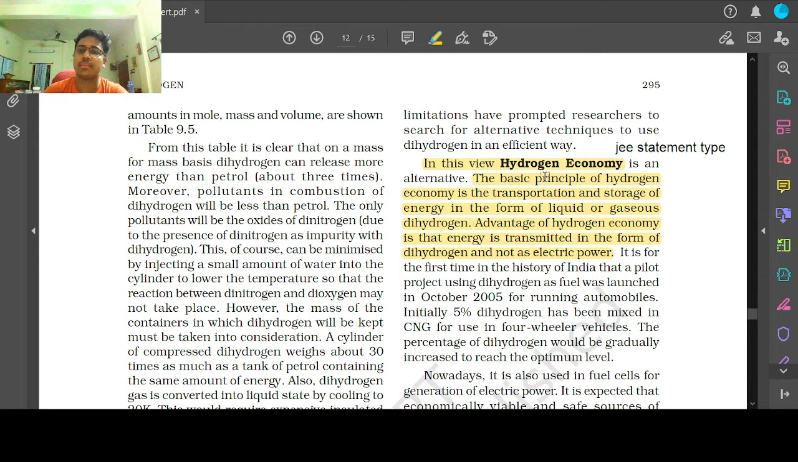So hydrogen economy follows the principle of transportation and storage of energy in the form of liquid and gaseous dihydrogen. This came in JEE, it came in NEET, and it came in my class 11 ISC board exams also. This is very important. Many students ignore this section, but it is very important. The basic principle of hydrogen economy is transportation and storage of energy in the form of liquid or gaseous dihydrogen, and the advantage is that energy is transported in the form of liquid hydrogen and not in the form of electric power.